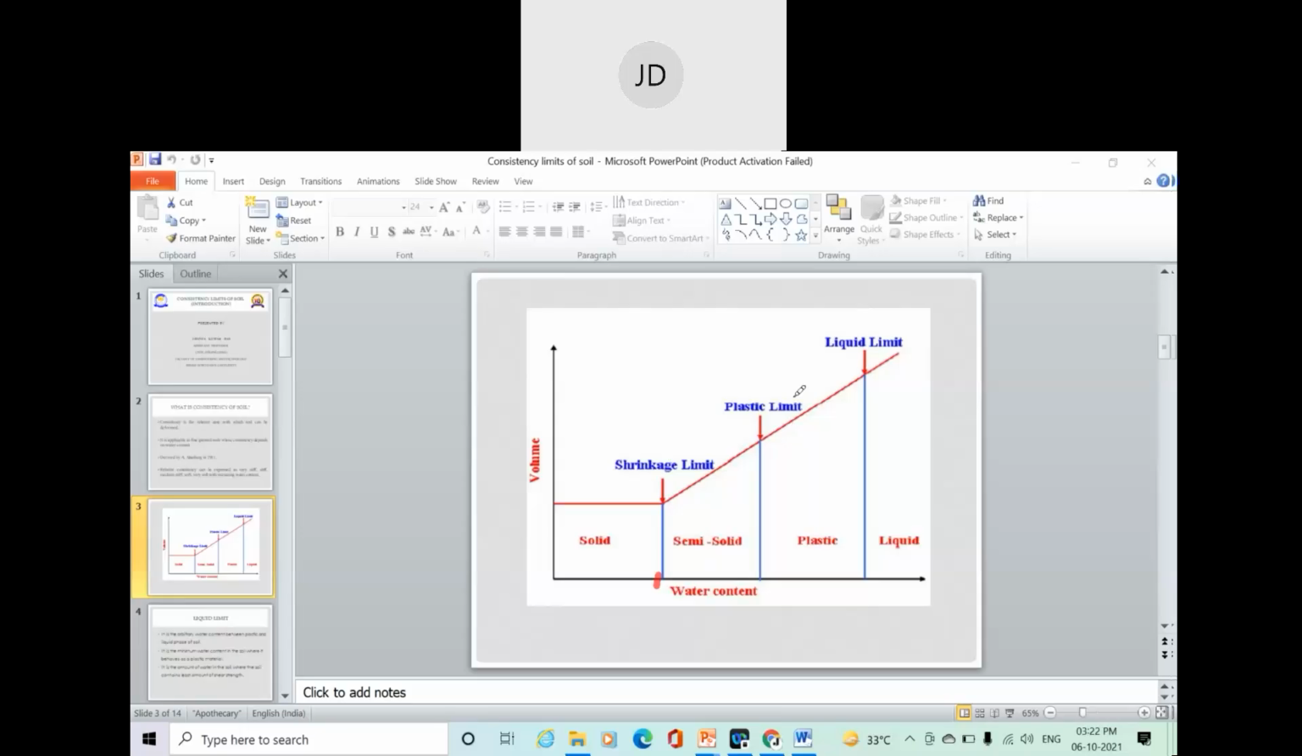Okay. Why, sir? Why is it saying plastic limit? Do they show the property of plastic? Okay, I'm coming to this point. Have some patience. Don't ask anything stupid. I'm coming to this point.